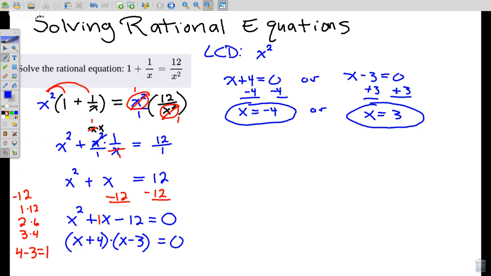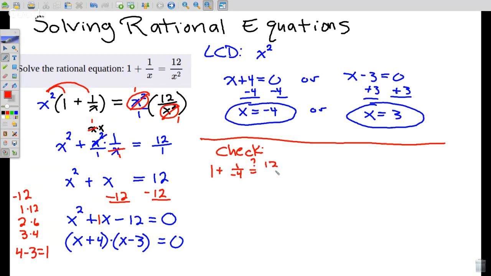The only way to know for sure is to plug in and check. So you really have to do that. Check. I'm going to check x equals negative 4, so I have to plug it back into the original equation. So I'm going to give you 1 plus 1 over negative 4, and that's supposed to equal, question mark, 12 over parentheses negative 4 squared. All right, so we just have to clean this up, do arithmetic. So this is really 1 minus 1/4, which is 3/4.